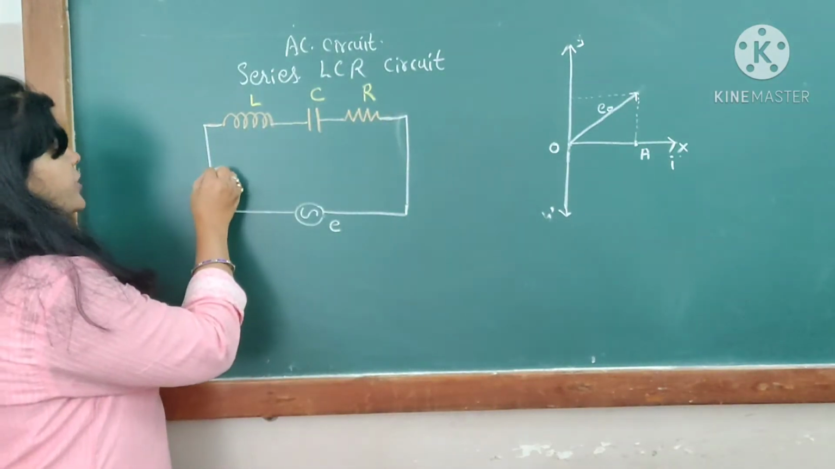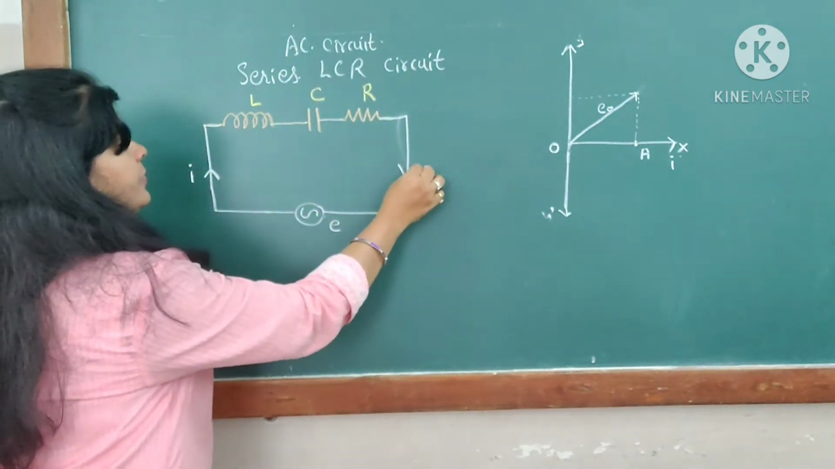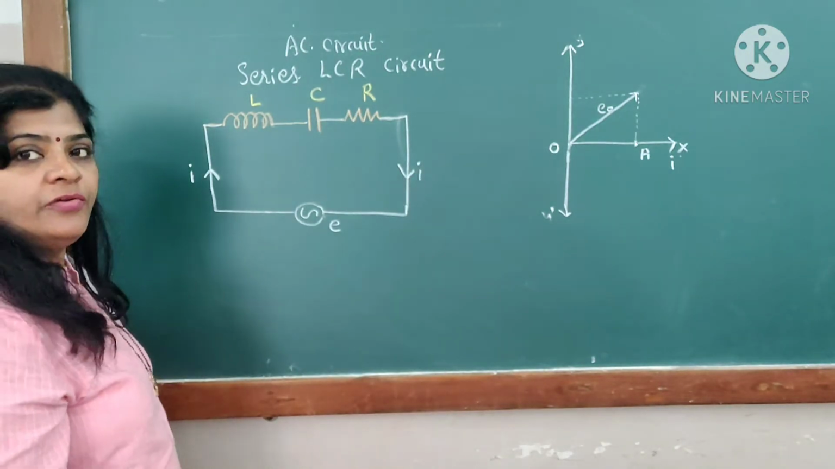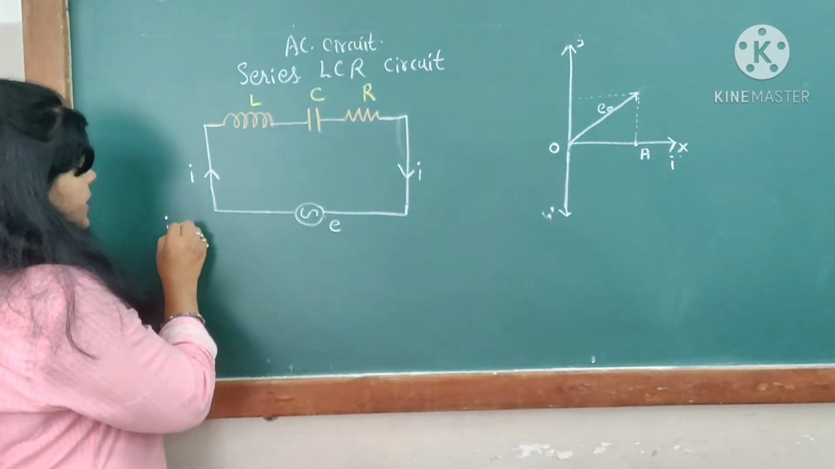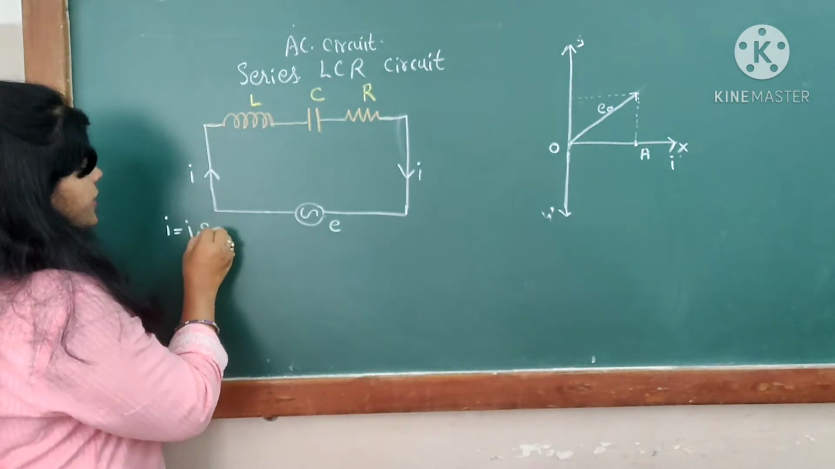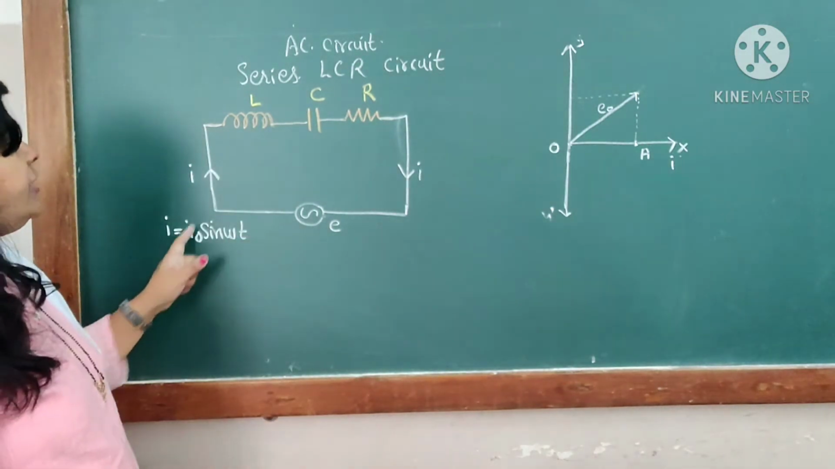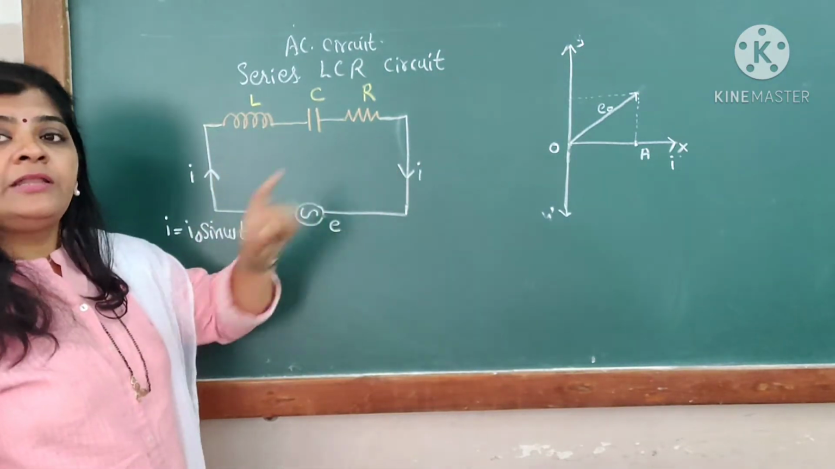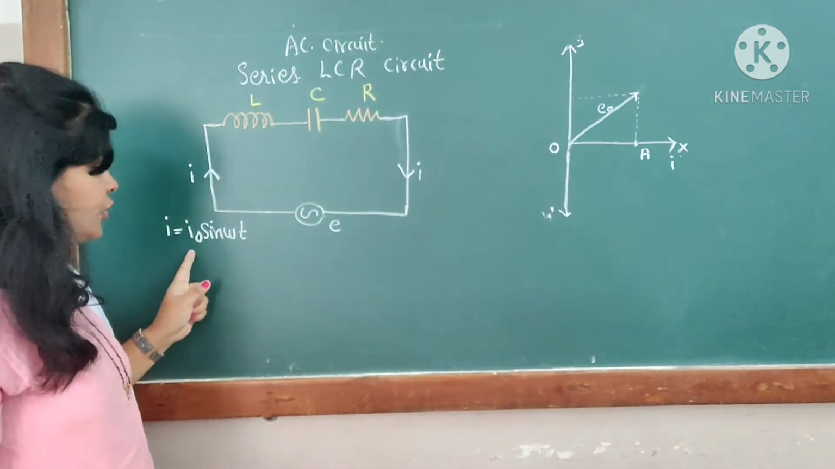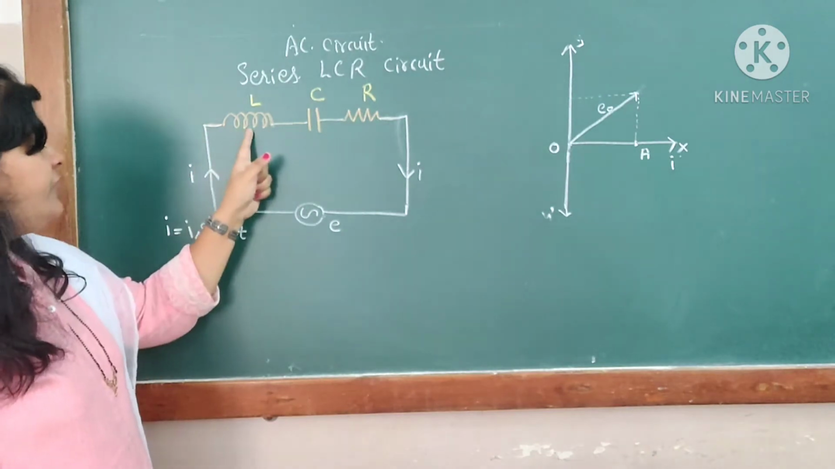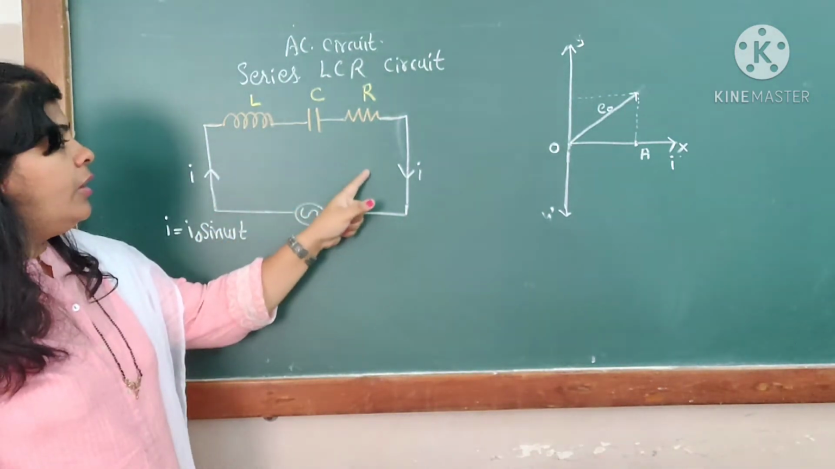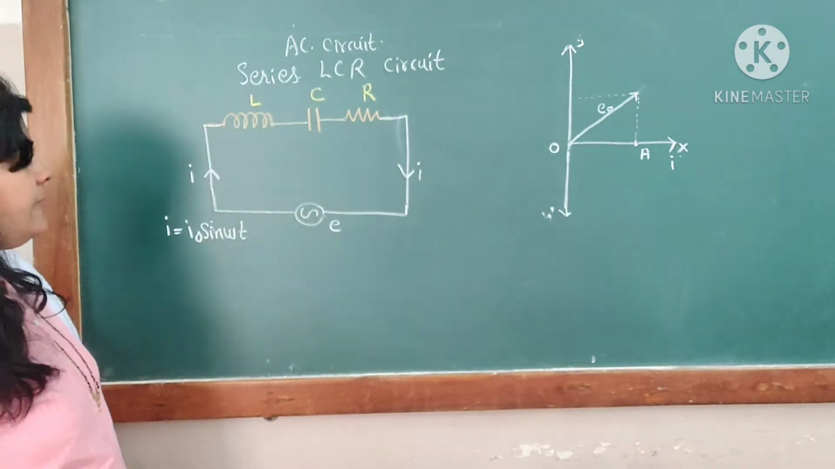The current flowing through this complete circuit is I, and I is given by I equals I naught sine omega t. For the current flowing through the L, C and R, there is no change in the amplitude and the phase. The phase and amplitude are the same.